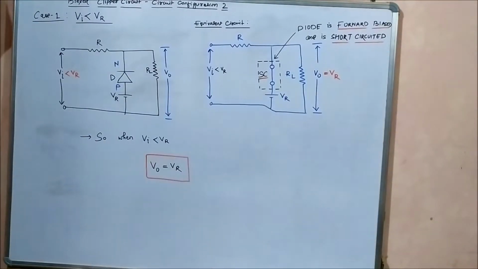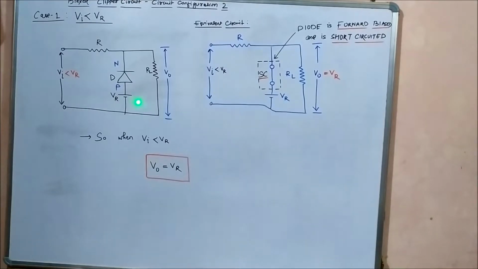So, we will study the bias clipper circuit configuration 2, in this case, case 1, where the input voltage is lesser than the reference voltage, the biasing voltage. Here the input voltage is a sinusoidal signal and the reference voltage is a constant DC voltage. So, we will analyze the circuit when the input voltage is lesser than the reference voltage.